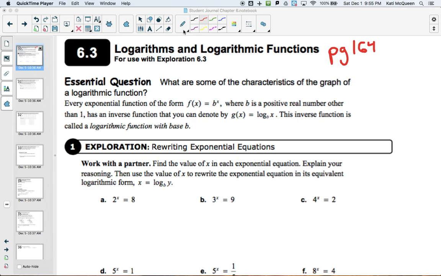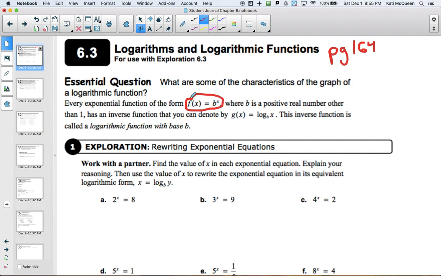Okay, so we've got our exponential function here that we're looking at. Again, this is on page 164 in your student journal. And we're going to be looking at the inverse function, which is called a log. Since exponential is dealing with exponents, a log is really just an exponent. So for today, what we're going to be focusing on is how do I go between the two forms? How do I rewrite something in exponential form and log form, and then the other way around. And then we're going to look at a little bit of evaluating too.